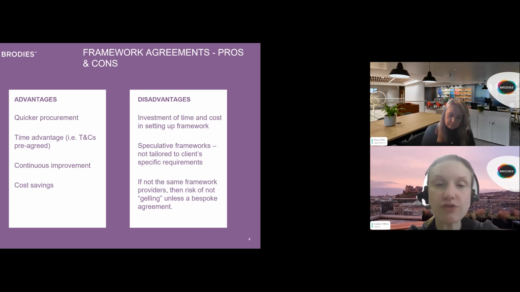There is obviously a time advantage if the terms and conditions have been pre-agreed and all that's required is a mini competition or potentially, in some cases, a direct award to select the supplier that offers the best value for that particular project. And this reduced process and reduced negotiation will mean that there's a saving in costs incurred by the supplier as well in terms of bid costs, as well as by the client.